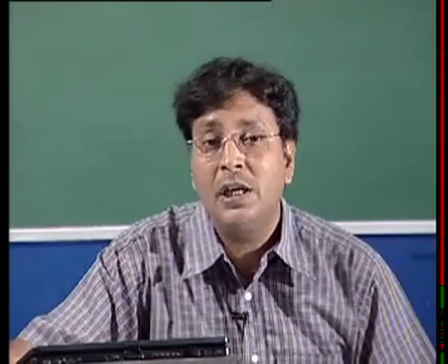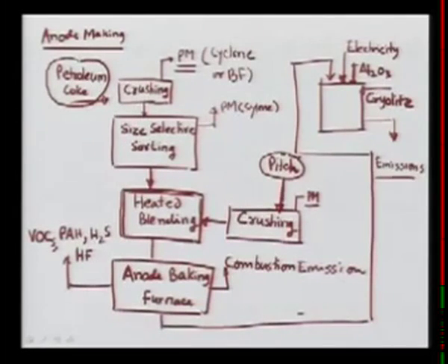But then we can't stop the operation here, because we need to make the pre-baked anode, because the baking has to be done. So what we do then is pass this material in a particular shape to the anode baking furnace. So here you see the anode baking furnace, as I have drawn for you. For the baking you need to supply heat. The heat is supplied through the combustion of fuel oil, for example.